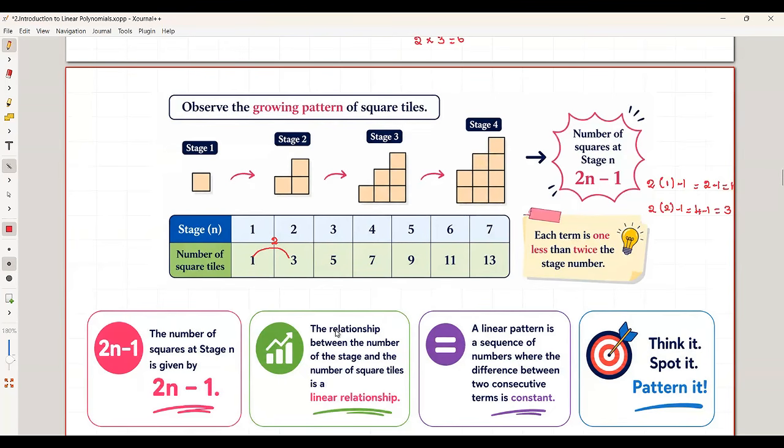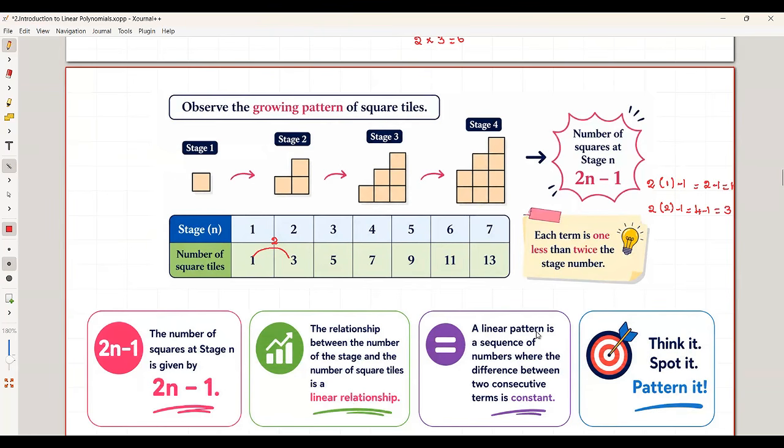Now, linear relationship. What do you mean by linear relationship? The relationship between the number of stage and the number of square tiles. In this case, the number of stage and the number of square tiles are forming a linear relationship. Next one is linear pattern. What do you mean by linear pattern?